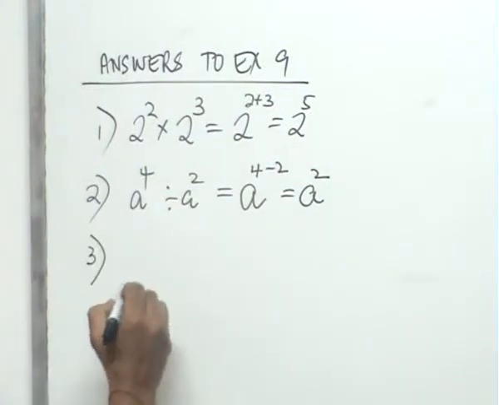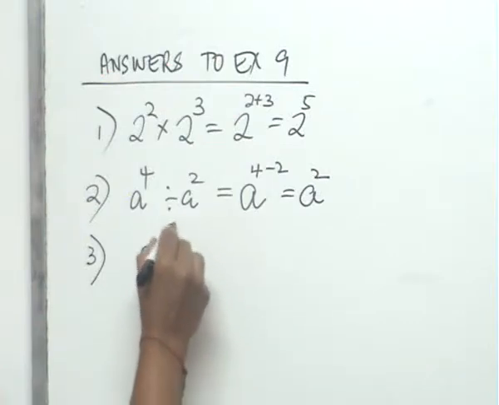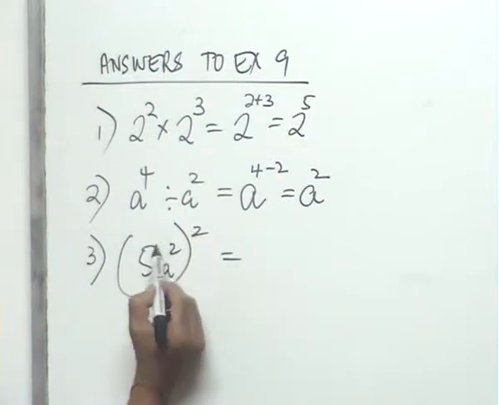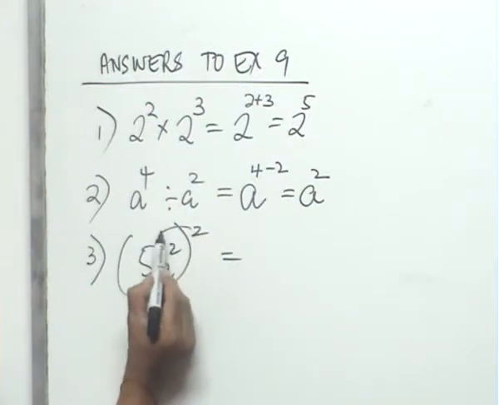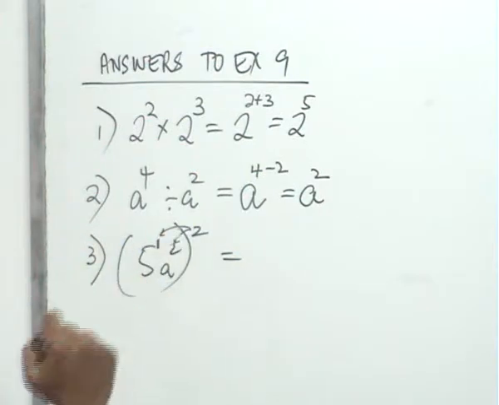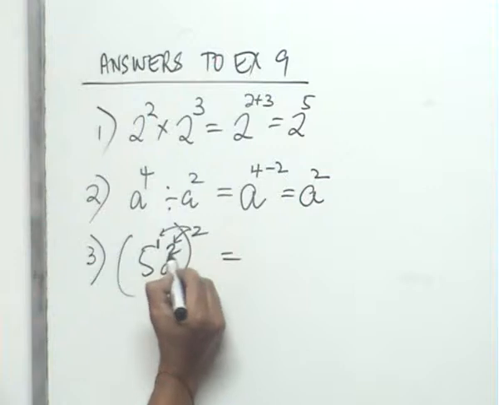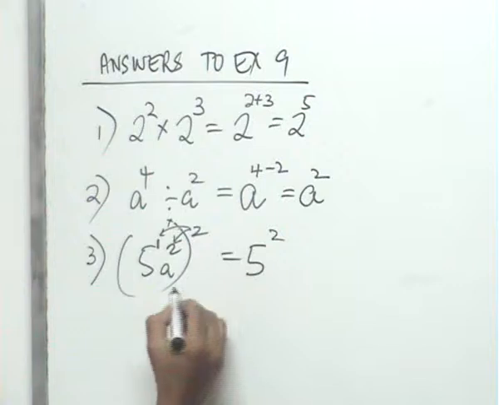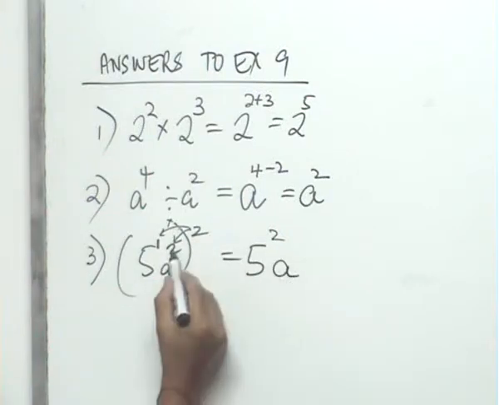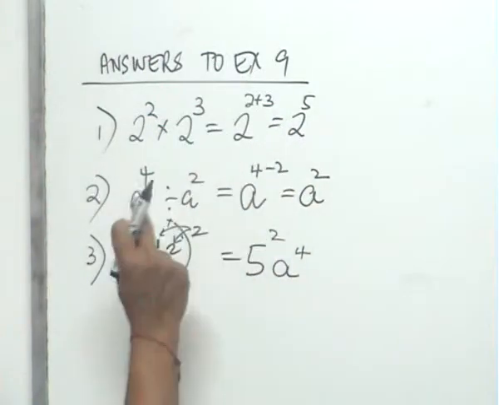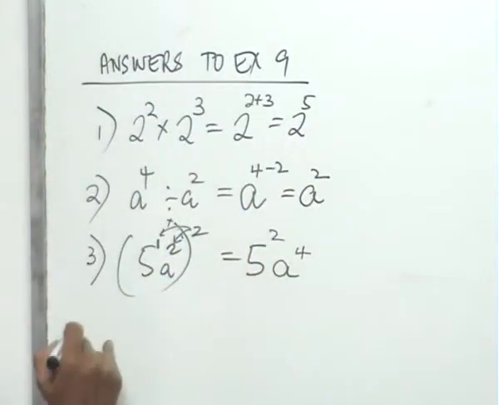Number 3, 5a squared all squared. Clearly this is power to power. So the index here is 1. We're going to multiply there and we're going to multiply down here. Right, so there's the 5, 1 times 2 is 2, write down a, 2 times 2 is 4. So you see, multiplication law, division law, power to power law. So you must read the questions and be careful.